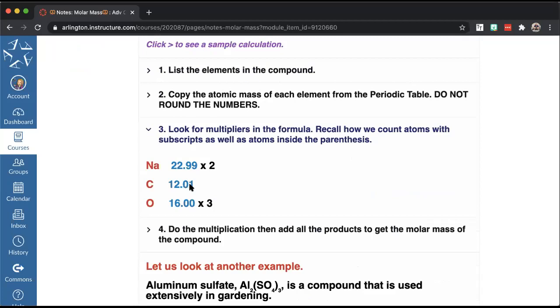Carbon, I don't need to multiply it by anything because there's only 1 carbon. There's no subscript right after the C. But then after the oxygen, there's a 3.